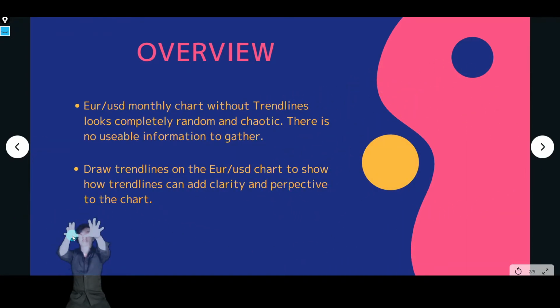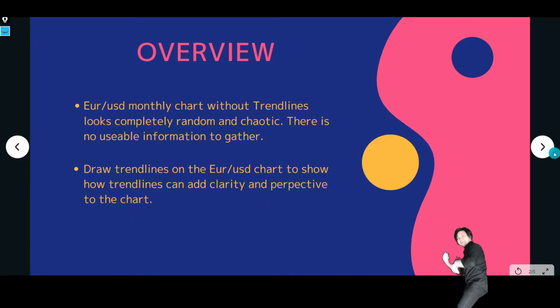Okay, here's a lesson overview. First, I'll be showing the Euro-USD monthly chart without trend lines, and I want to demonstrate how it looks completely random and chaotic, and how there is no usable information to gather from a chart without trend lines. And then I'll go on to draw trend lines on the Euro-USD chart to show you how trend lines can add clarity and perspective to a chart. Okay, let's get going.